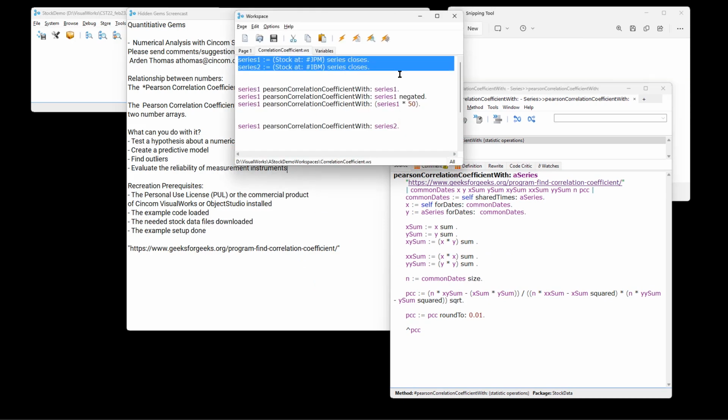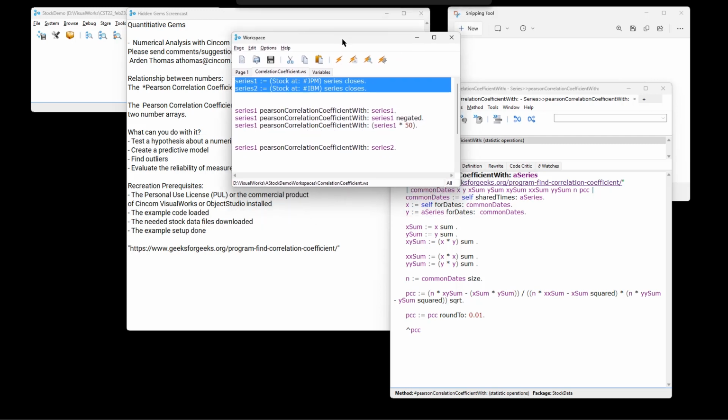I've got a couple series, one for the stock JP Morgan, one for the stock IBM. Now first let's test this. If I have the same series, the correlation should be 1. So let's print that. And in fact it is 1.0.